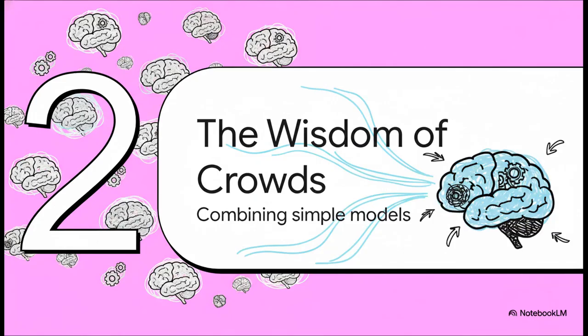Okay, so a single model can get pretty smart. But let's be real, it could also have some serious blind spots. So what if, instead of relying on just one expert, we created a whole committee of them? This is where things get really, really powerful. It's an idea called ensemble methods.